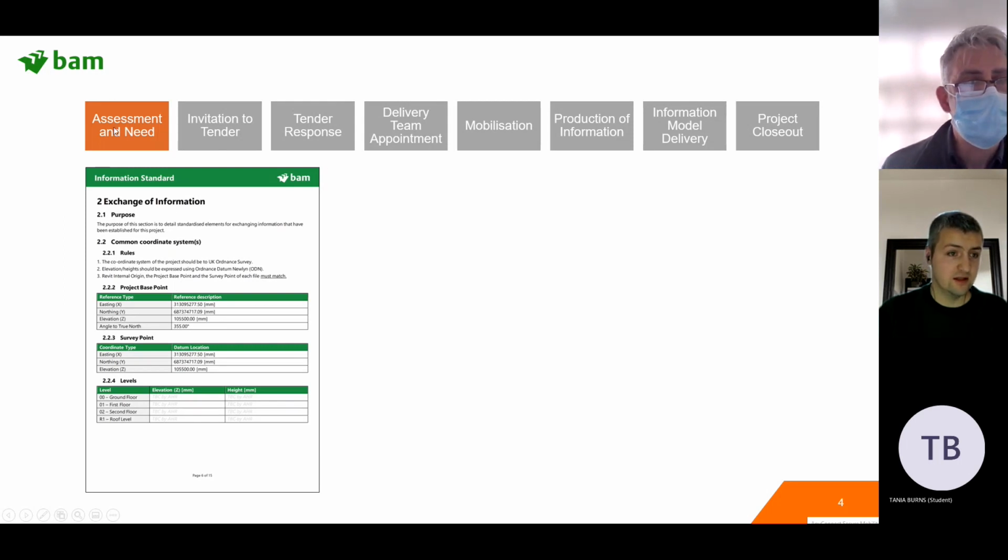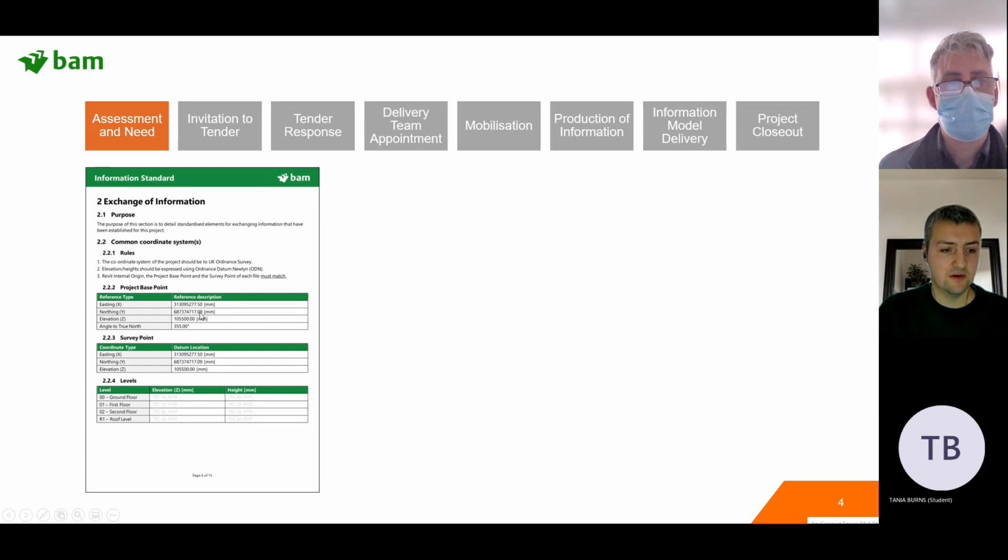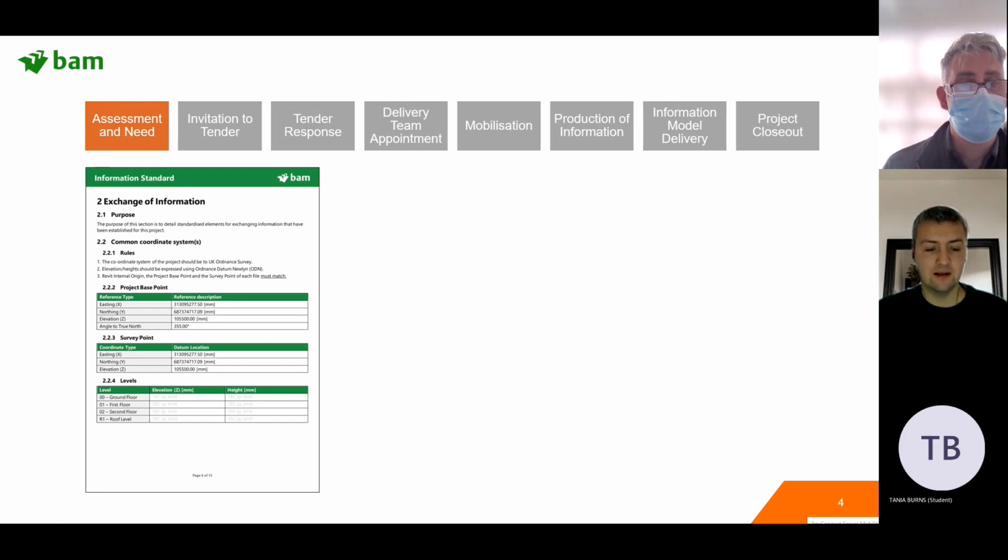Now again, just to note, this is being done right at the beginning, at the assessment and needs stage. Often it's not done at this stage. So what that means, having a common coordinate system, is that all the models have a shared coordinate system. One model, normally the architect, will set up a project base point. So these are real UK Ordnance Survey coordinates. They'll share that with the rest of the design team, and their models will acquire those coordinates.